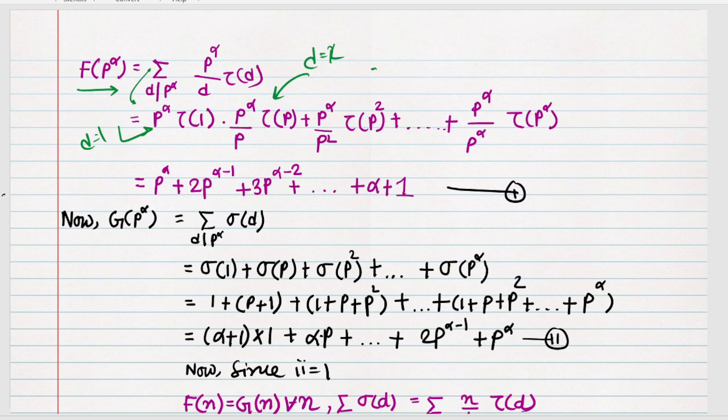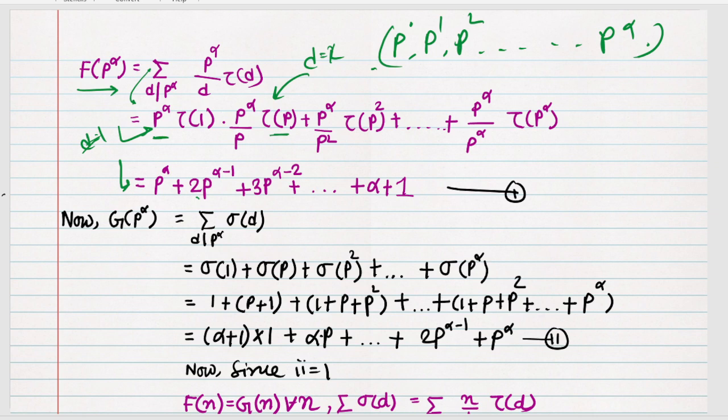For p raised to the power 0, p raised to the power 1, p raised to the power 2, and so on, p raised to the power alpha, we have tau of p raised to the power alpha. We all know that tau of 1 is always 1, and tau of p is nothing but the number of divisors of a prime, and from our first lecture remark we know that the number of divisors of a prime is always 2.